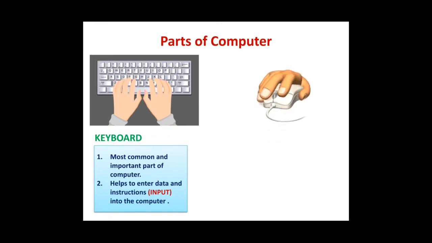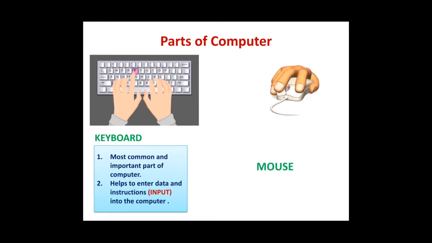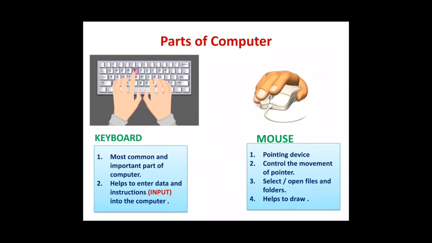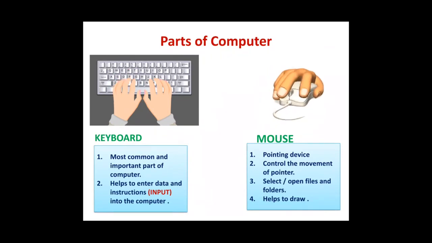Second one, we have mouse. You all are familiar with this device also, as you have made so many drawings with the help of mouse. Mouse is also called pointing device. Why is it called pointing device? Because it controls the movement of the pointer. Now what is pointer here? Pointer is that arrow which keeps on moving on the screen when you move the mouse. So it controls the movement of that arrow, that cursor, that is called pointer also. That's why it is called pointing device.